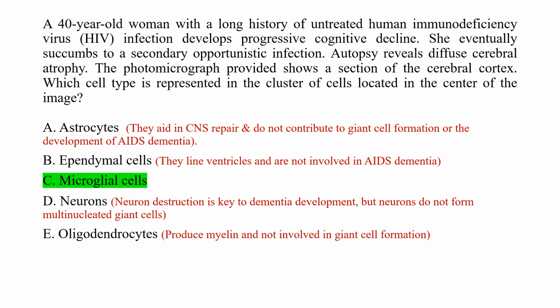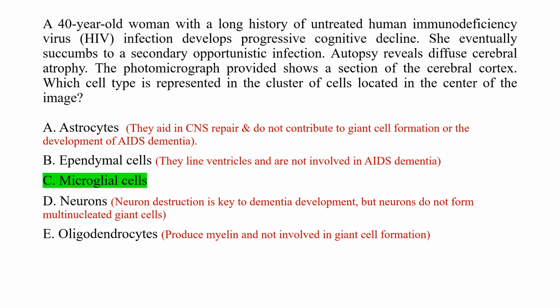And option E, we have the oligodendrocytes. These cells are responsible for synthesizing myelin in the central nervous system. However, they do not contribute to the development of AIDS dementia, and they don't form multinucleated giant cells.